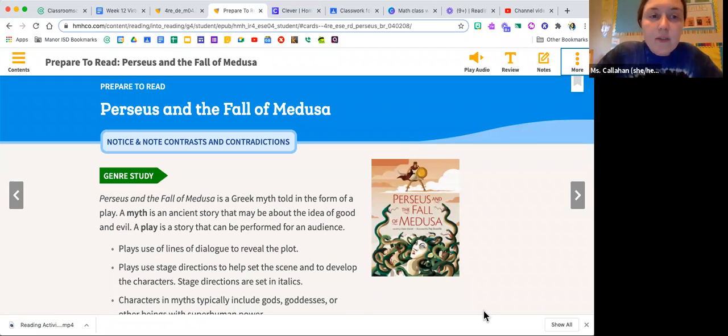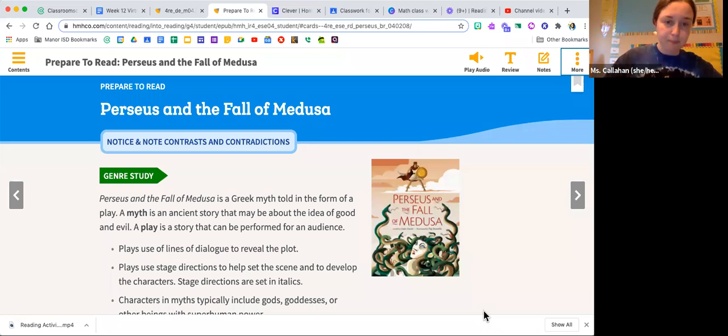Okay, so the title of this story that we will be reading today and into next week is Perseus and the Fall of Medusa. The genre of this story is a myth, and it is a Greek myth which is told in the form of a play. We're going to talk about elements of drama and look out for text features, but today I'm going to have you focused on going over the genre and the critical vocabulary, and then you're going to read this on your own and answer some really simple questions. So let's dive into it.